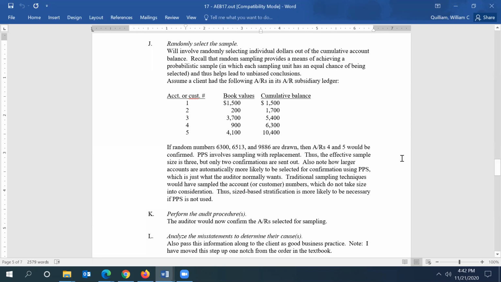So if random numbers 6,300, 6,513, and 9,886 are drawn, then accounts 4 and 5 would be confirmed. Let's see why. Okay, random number 6,300. That one is just barely an account 4. And I picked it on the border just for intentional purposes. It's an account 4, not 5. Number 6,301 would be in account 5. Does that make sense? Okay.